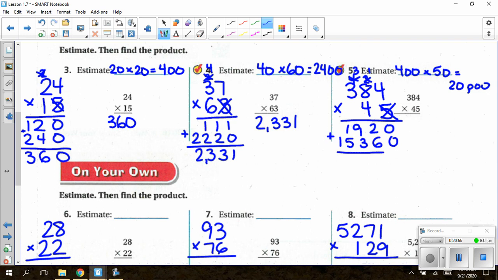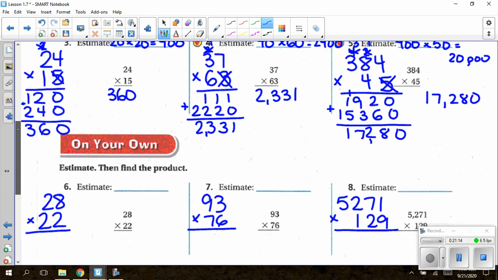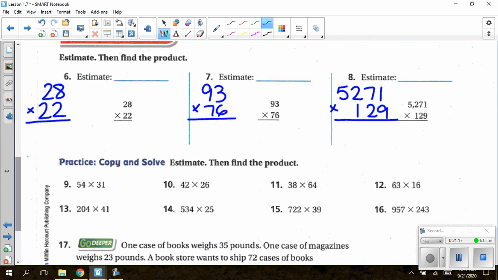Add those two partial products together. We have 0, 8, 12, carry my 1, 7, 1. So my final answer is 17,280, which is pretty close to my estimate. Moving on to question number 6.